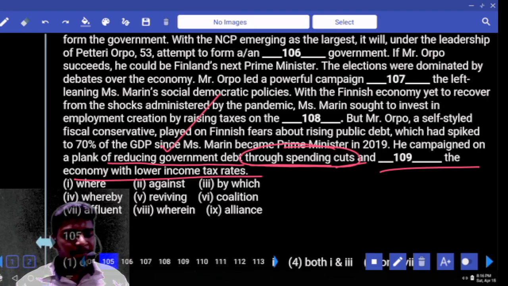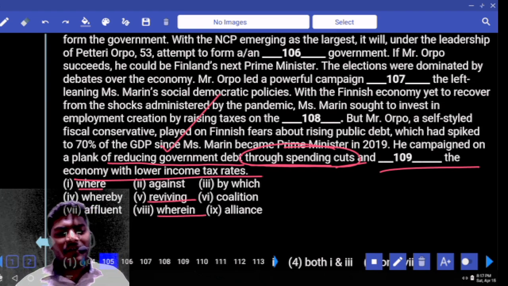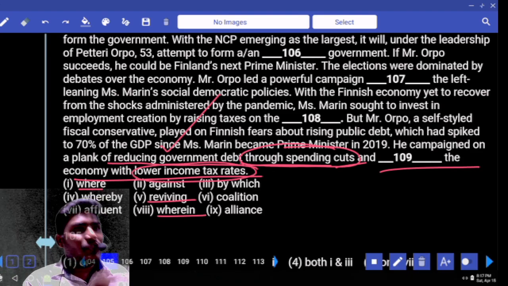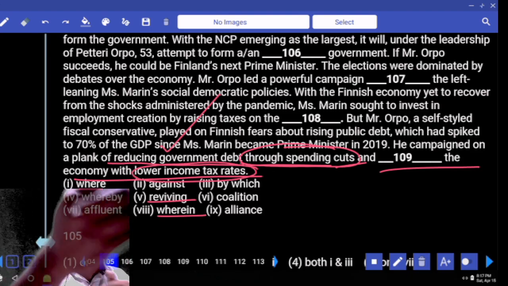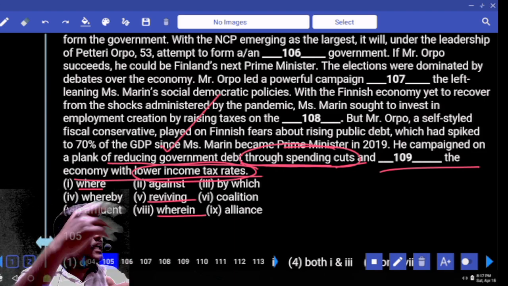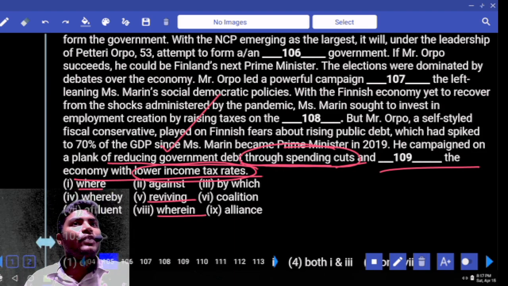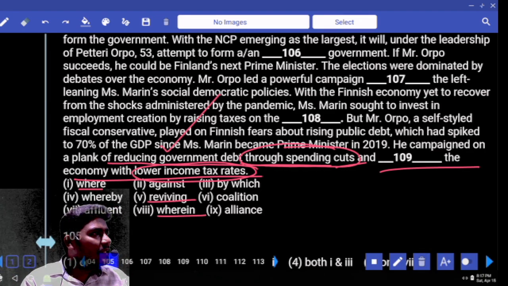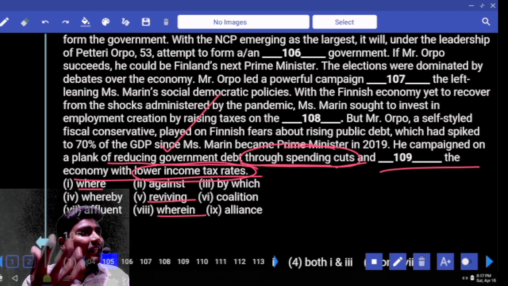Tell me your answer. What is remaining now? Wherein reviving? Tell me your answer. Lower income tax rates, they will revive those rates. Reviving means he may increase the taxes, get more money from the people, spend less money from the government. What happens now? The debt decreases.